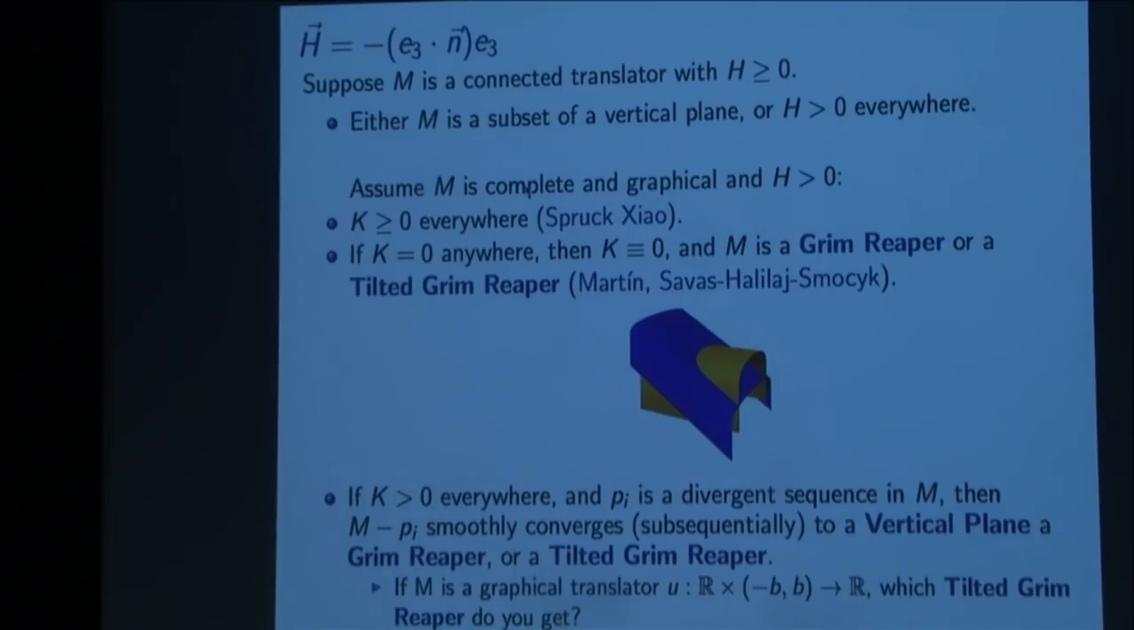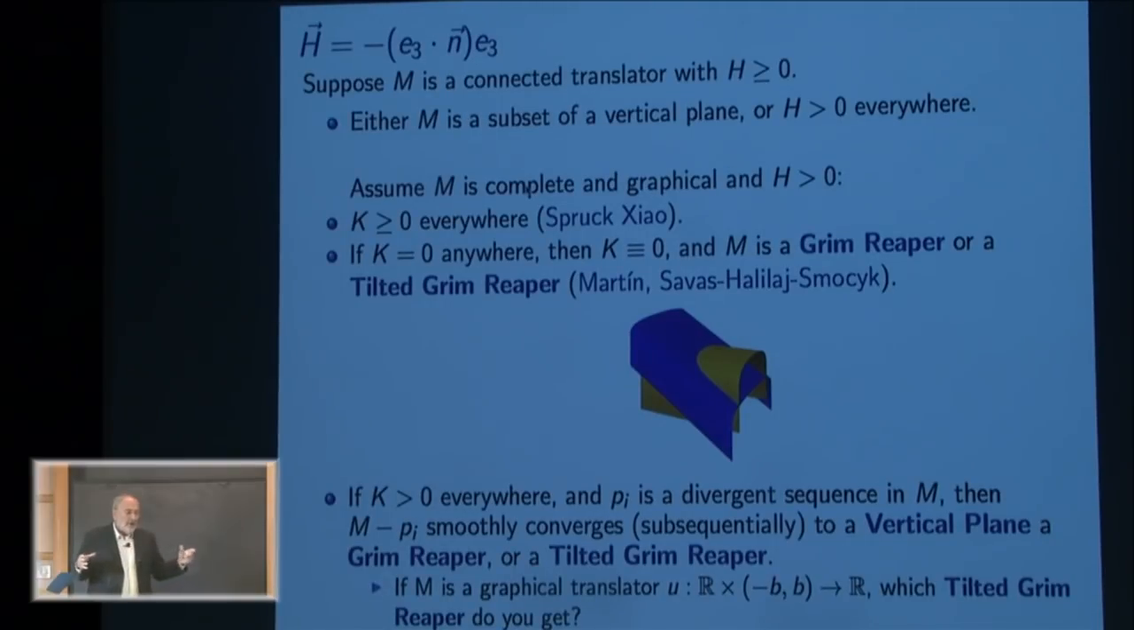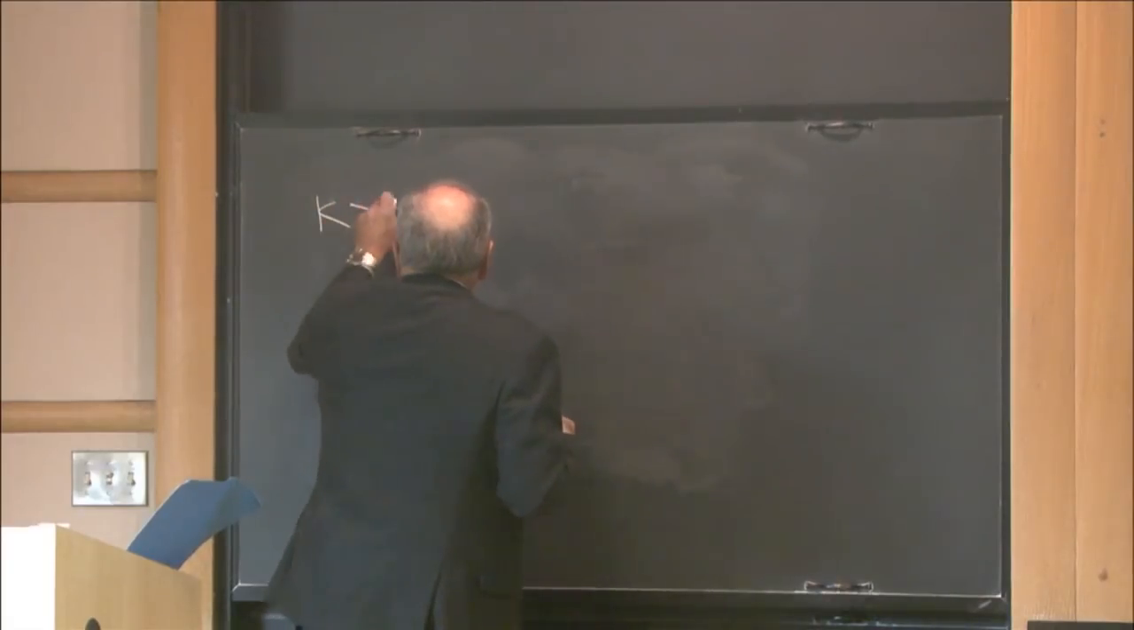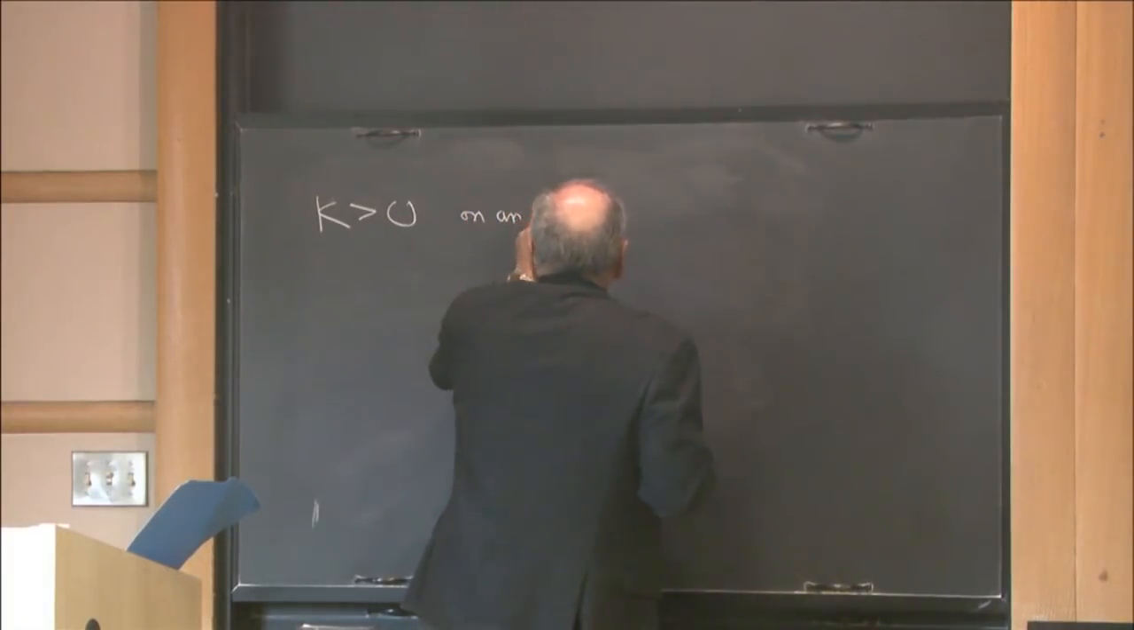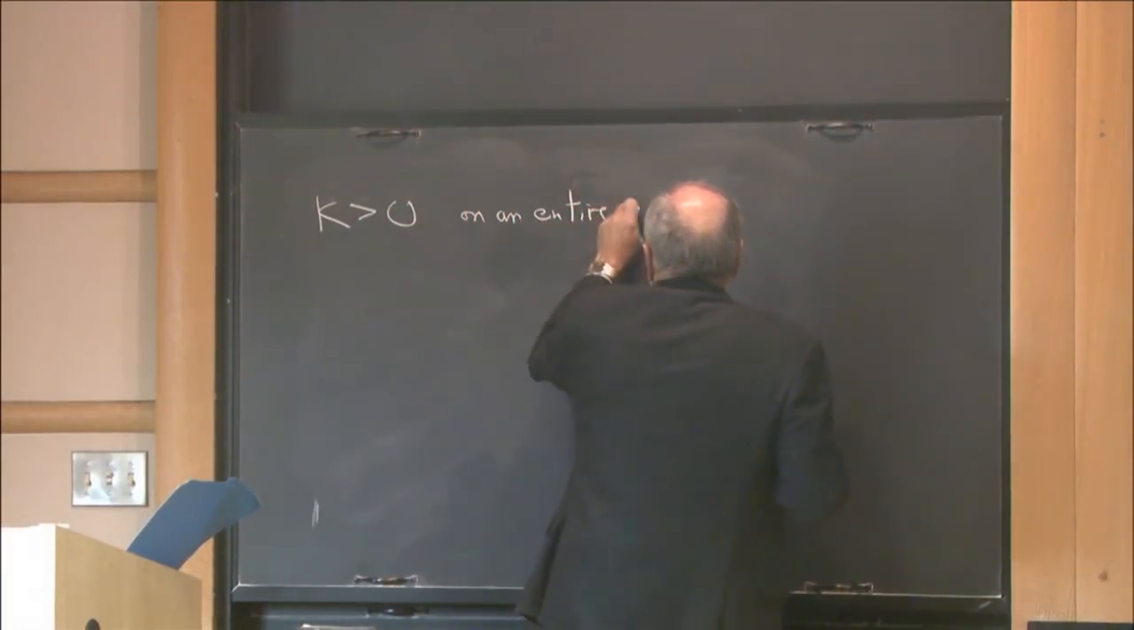Okay, so I have k equal to or greater than 0 everywhere along an example. So I take the examples that are not the tilted Grim Reaper. So I have k never 0, it's strictly greater than 0. I take a divergent, so if I look at this surface, since it's a graph, I know I have k greater than 0 and entire graph.